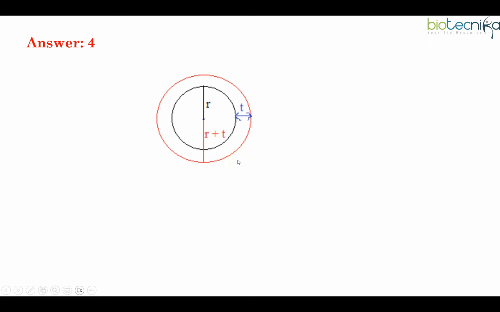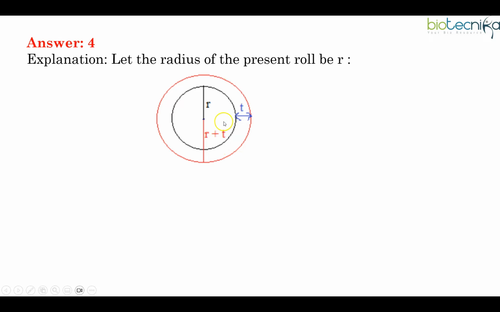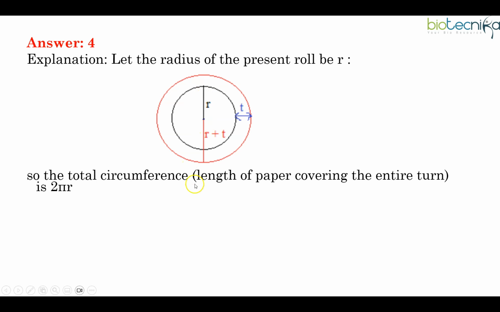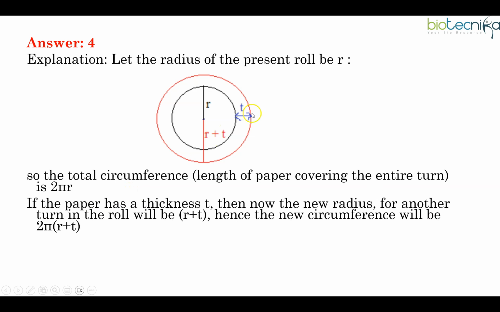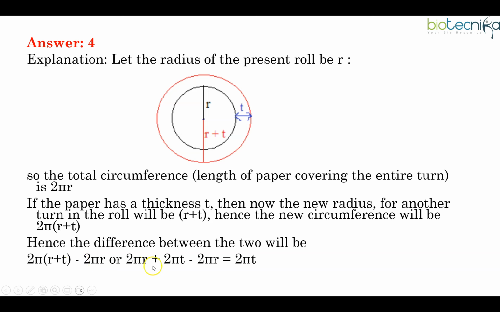So here, if you consider this roll of paper, let the radius of the present roll be R. You can see this is R. Now, the total circumference, the length of paper covering the entire turn, is given by 2πR. This is the formula. Now, if the paper has a thickness of T, then the radius is also increasing. So the new radius will be R plus T. That is why the new circumference will be 2π(R + T). So what will be the difference between the two? If you just solve it, it will be 2πT. So this is a very simple one.